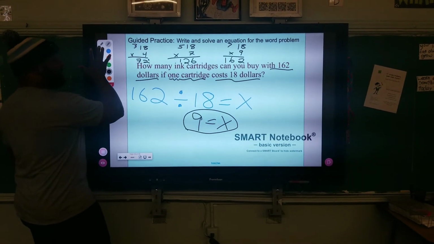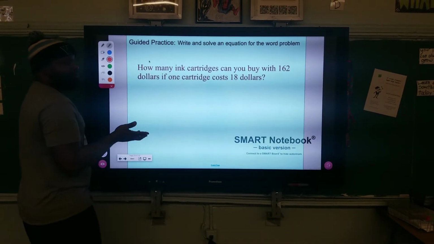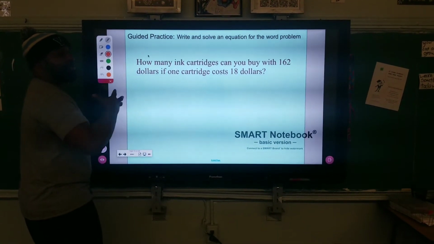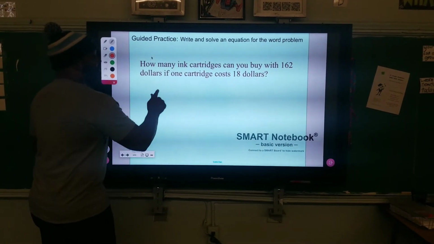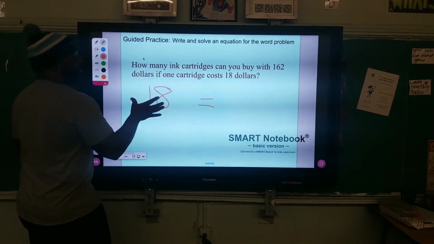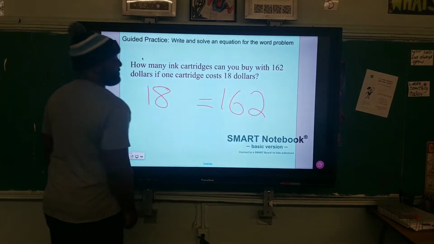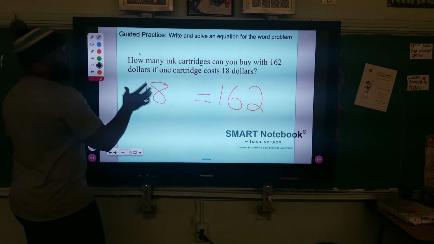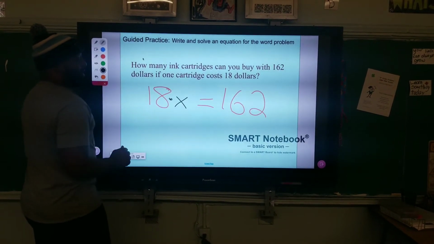Again, I'll do this a second way. Now, we did it as division. Well, every division equation can also be written as a multiplication equation. So we'll just flip everything. You have cartridges that cost $18, but the total amount of money you have is 162. And you want to know, how many of these can I buy? So we're going to multiply this by x.